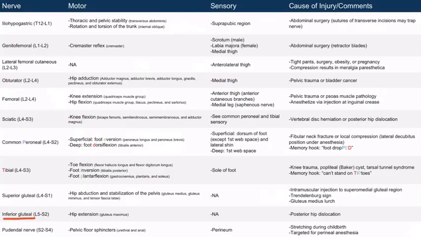Okay, moving on to the inferior gluteal nerve. This nerve originates from the L5 to S2 region and provides motor information to the gluteus maximus, which is responsible for hip extension. This nerve is often damaged due to a posterior hip dislocation.